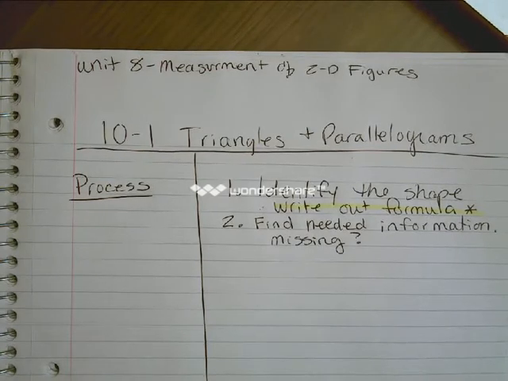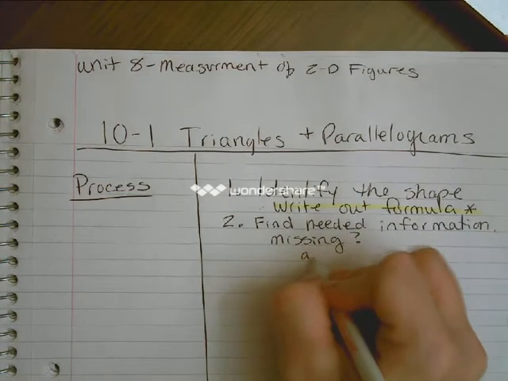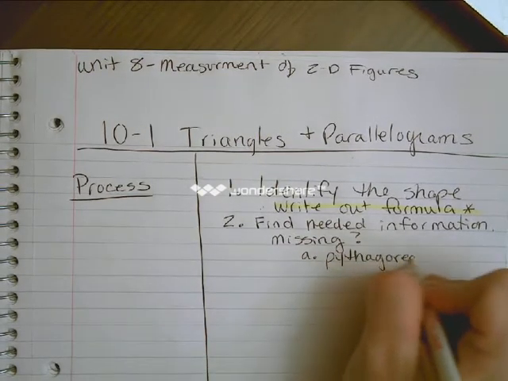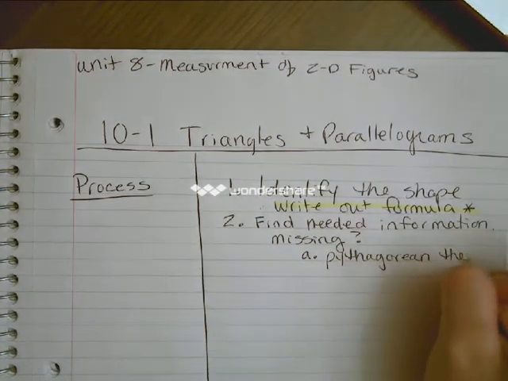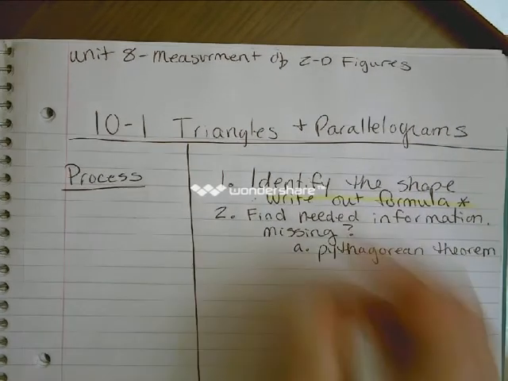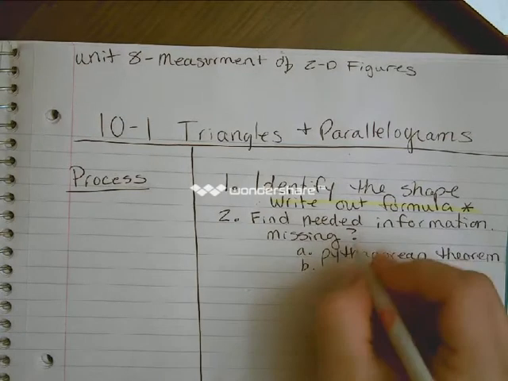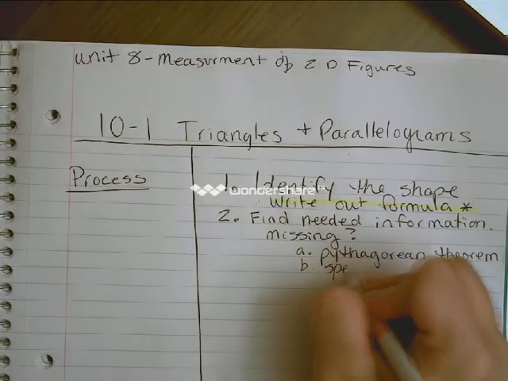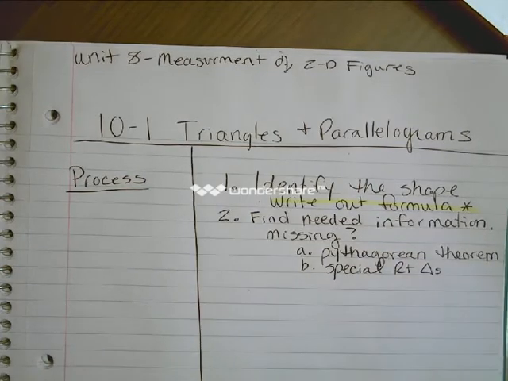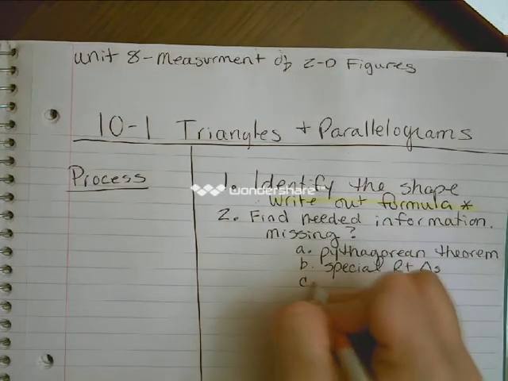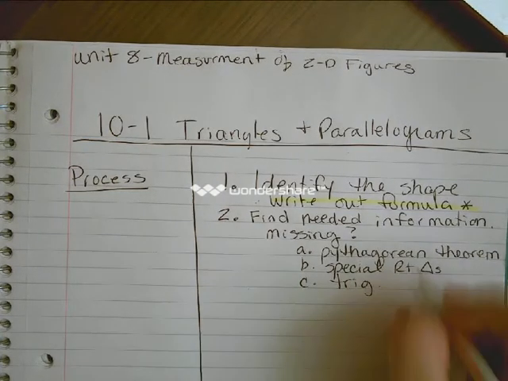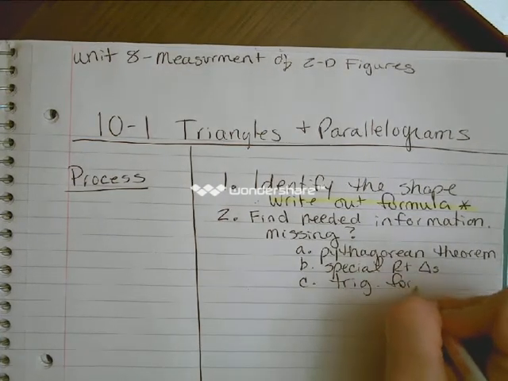Some of the methods we're going to use in this case is we'll use Pythagorean theorem to find some of the information we need. We'll use special right triangles. And we'll also use the trig formulas.